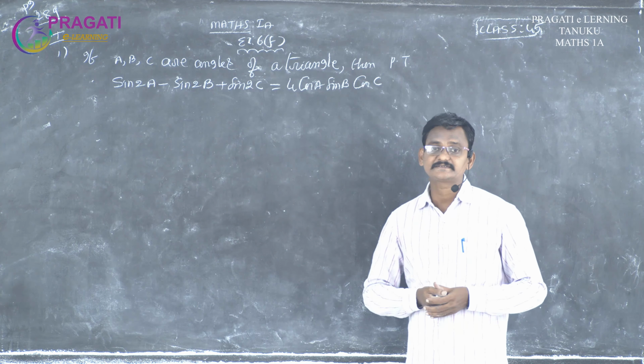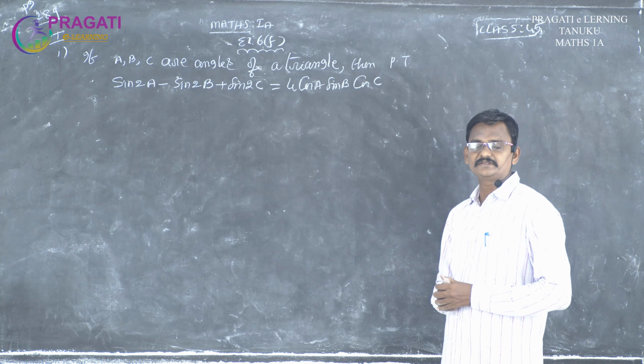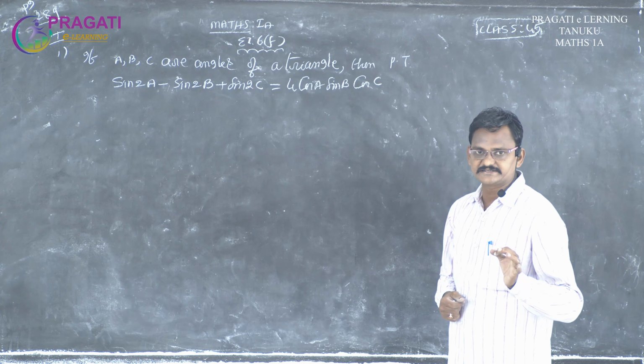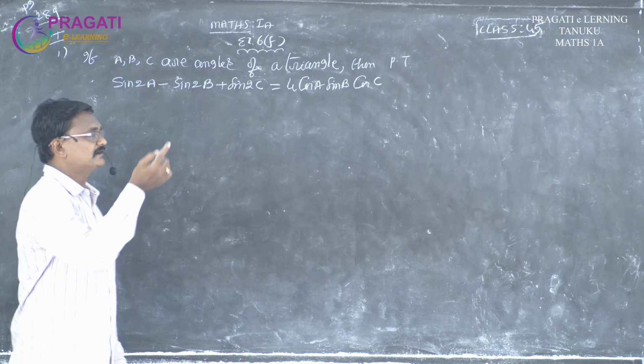if A, B, C are angles of a triangle, then prove that sin 2A minus sin 2B plus sin 2C is equal to 4 cos A sin B cos C. Almost every problem in this exercise says prove that. That means you take the LHS and with the help of formulas you get the RHS automatically. Before that we have one statement: if A, B, C are angles of a triangle, that means the sum of the three angles is always 180 degrees.